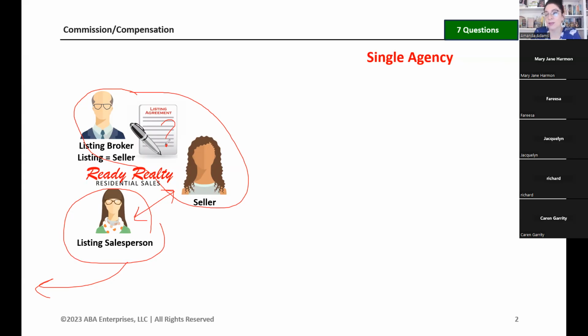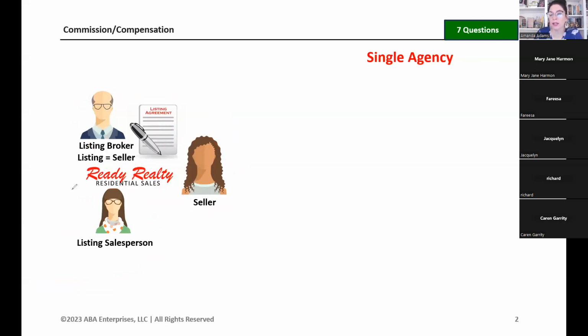Nothing, right? Nothing would happen to it at all. Nothing would happen to it because remember, technically, this listing agreement is between the broker and the salesperson. The broker would take it over and the broker would probably assign it to another salesperson. Yeah. Okay. Good deal.